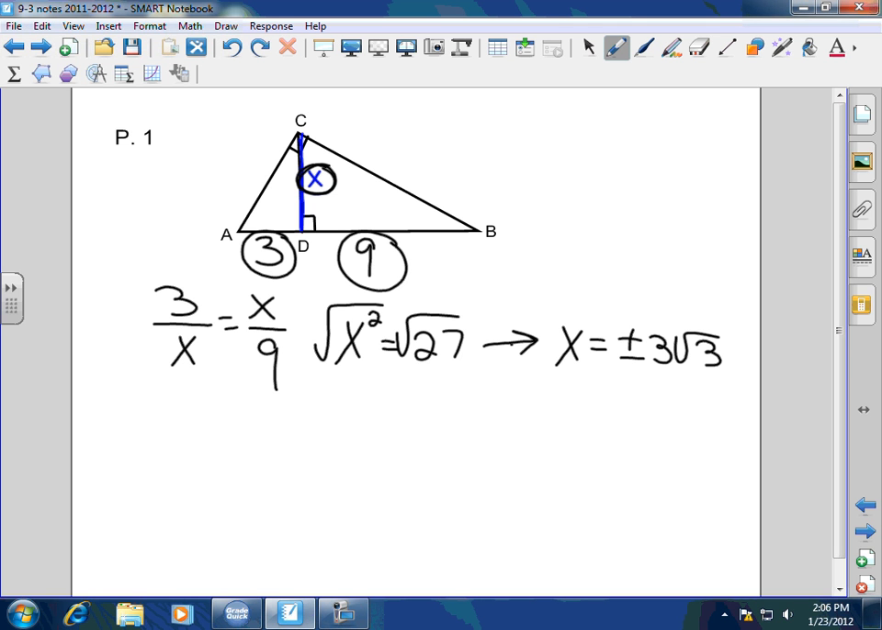Am I allowed to have a negative side? No, it doesn't work that way. So it's only 3 radical 3, and you're done. Does that make sense, gentlemen? Yes, sir. The question was, do I want you to always simplify the radical? Absolutely, please, 100%, sir. If you put the square root of 27, I would mark it half off because it's not complete. Thank you, sir.